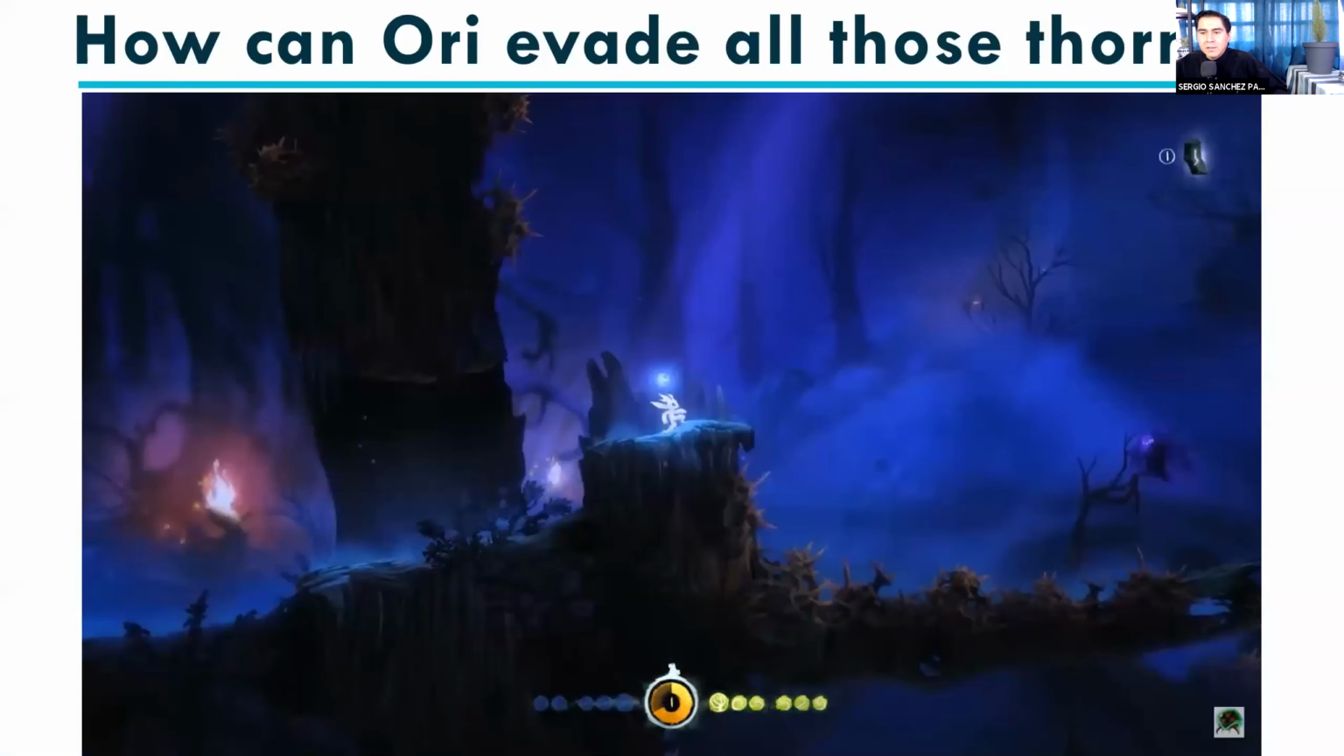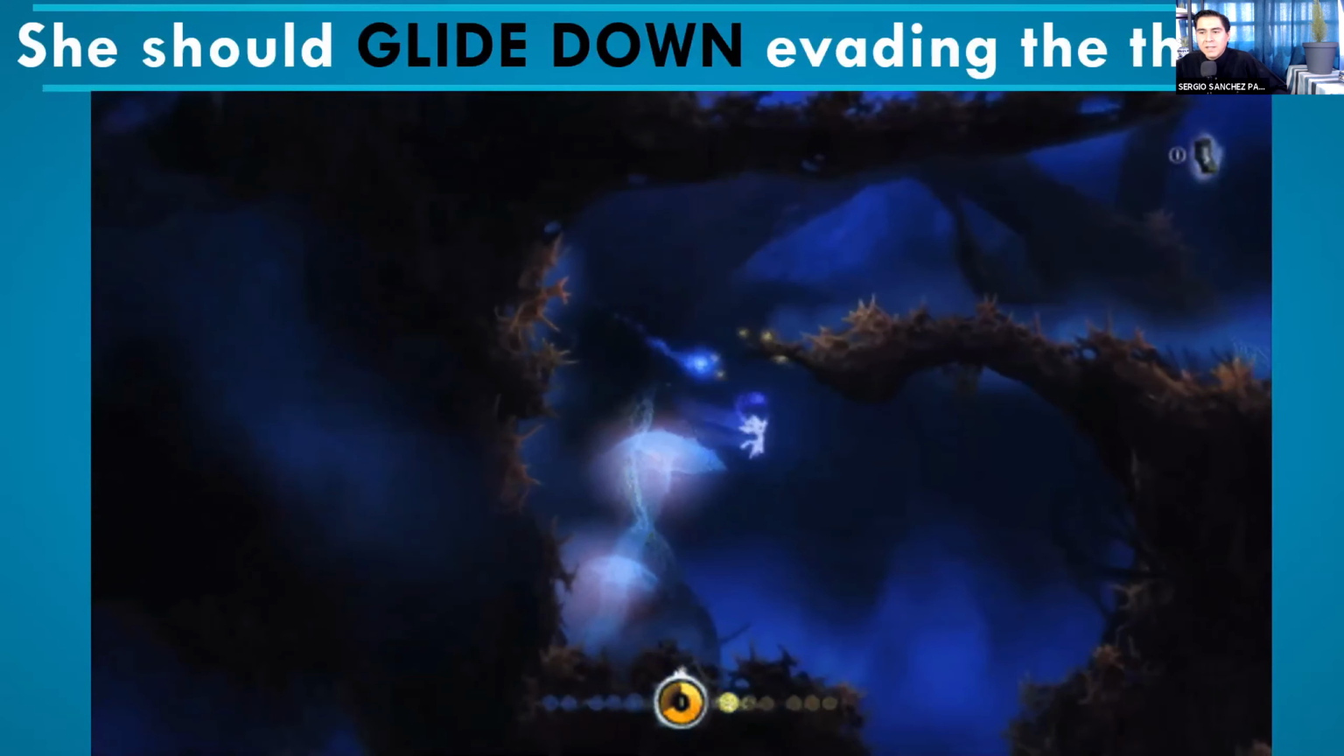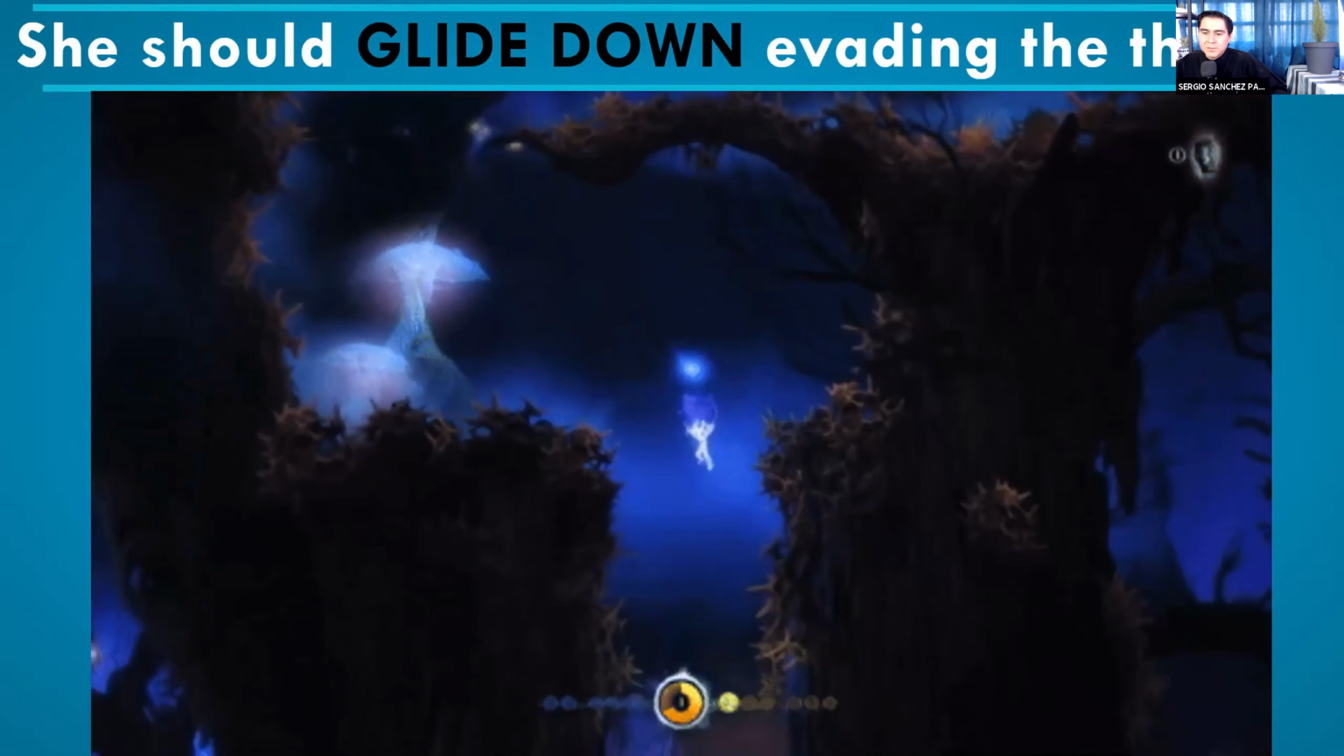How can Ari evade all these thorns that are shown to the right side? Should she glide or should she bounce off the trampoline? She should glide down, evading the thorns.